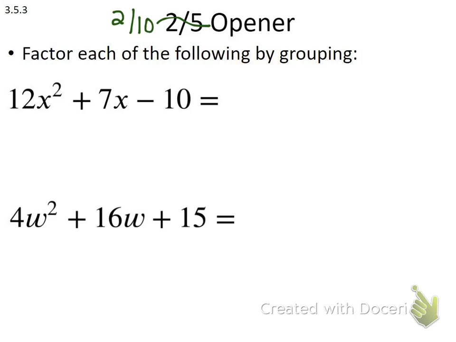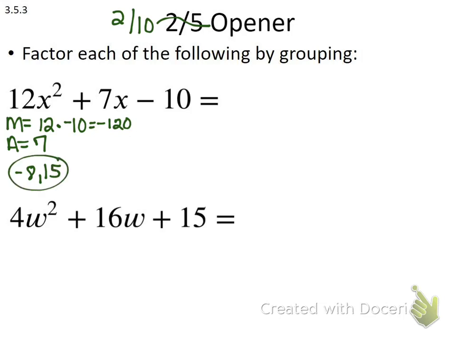The first step is going to be to find the m and the a. So what's the m going to be of this first? 12 times -10, which equals -120. Okay. Then what's my a? 7. Okay, so then what's the ma? What can you multiply to get -120, but add together to get 7? -8, 15. Okay. That's step 1.